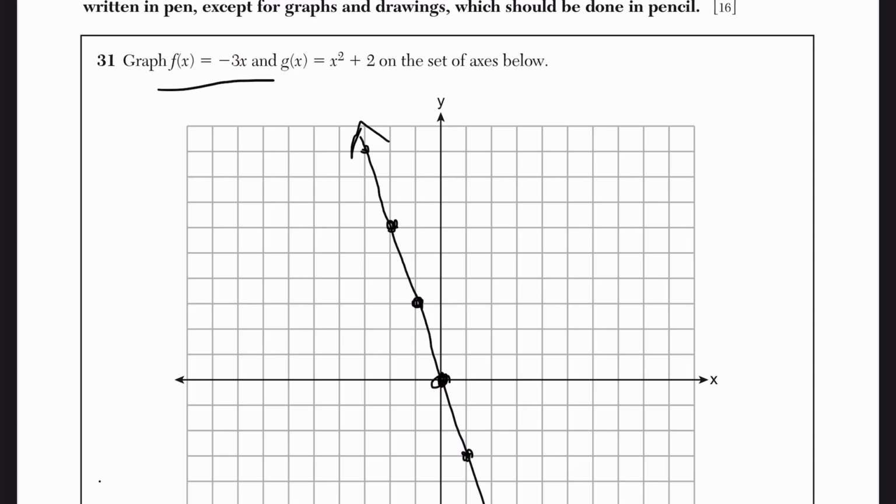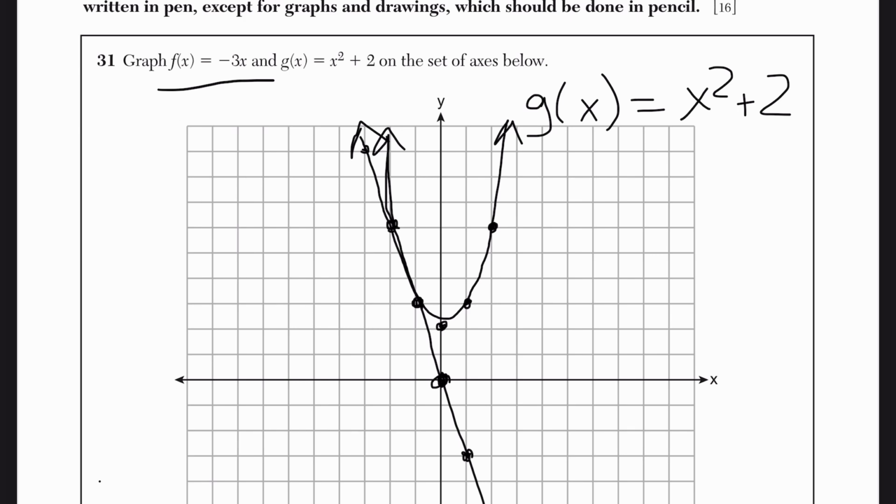Then I see negative 1, 3. Oh, then I see 0, 2. That's the vertex. Then it starts to go back up. So something like this. And I missed that point, but on your test you would hit that. And then just don't forget to label whenever you graph more than one thing on a coordinate plane. It's always good to label at least one, if not both. Okay, and that's an easy way to get a couple points.